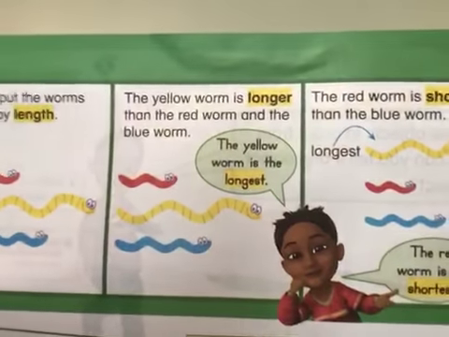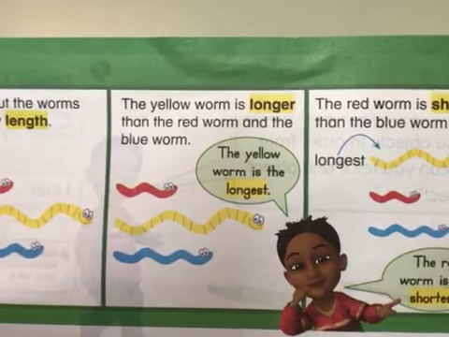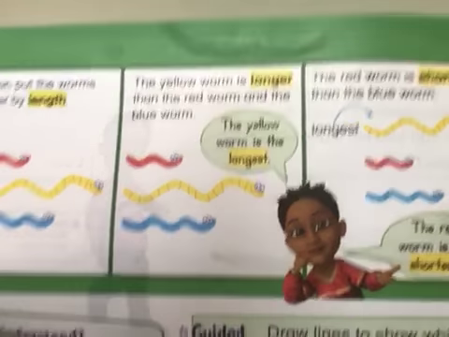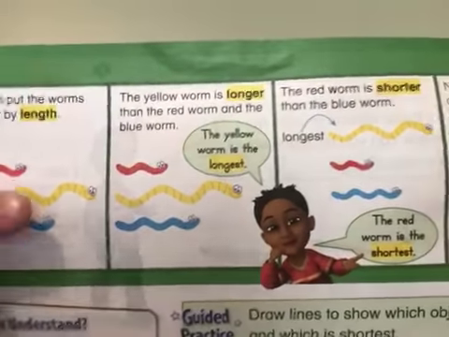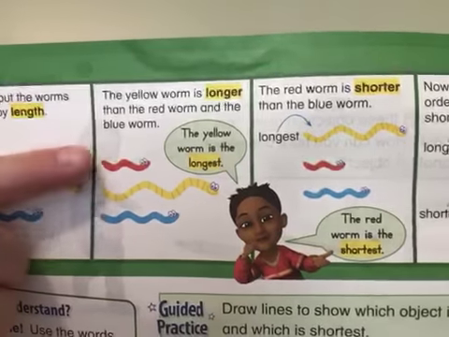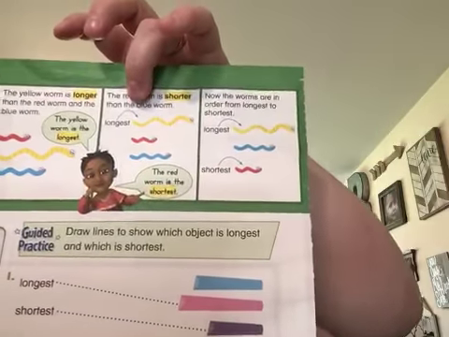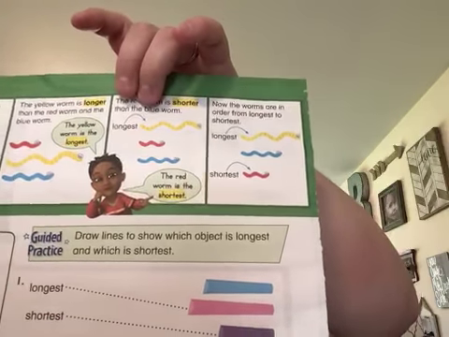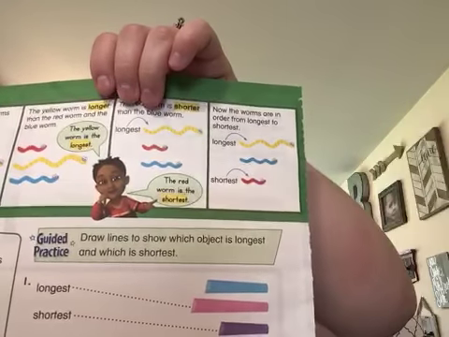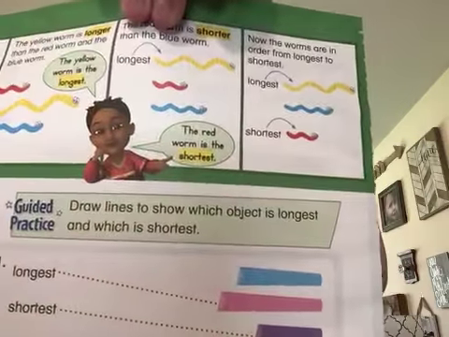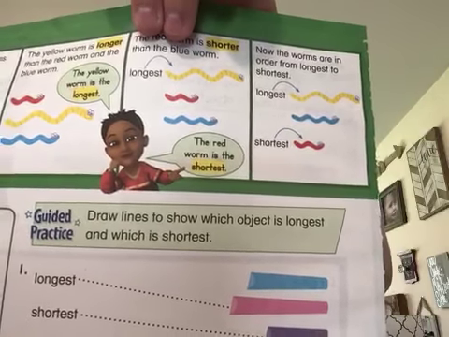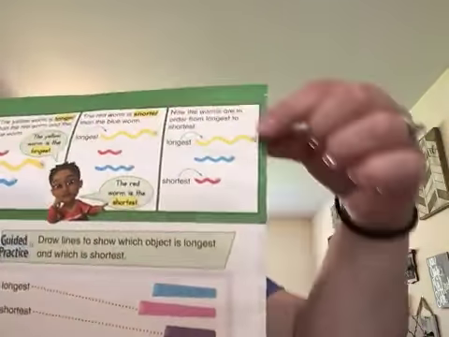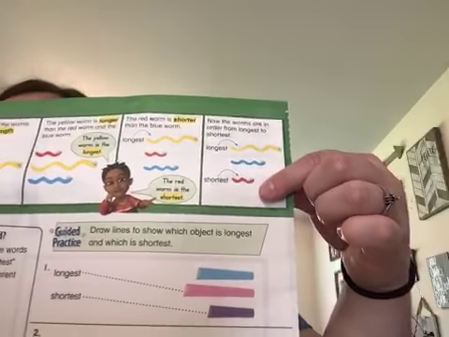The middle box says the yellow worm is longer than the red worm and the blue worm. So do you guys agree with that? That yellow worm right here is longer than the blue worm and the red worm. So since that yellow worm is longer than both of those, it's going to go at the top because they want to put them in order by the length. Now what they want to do is they want to see between the red and the blue, which one is longer. So as you can see, the blue worm keeps going past the red worm, so it's longer. So the correct order would be yellow, blue, and then red.